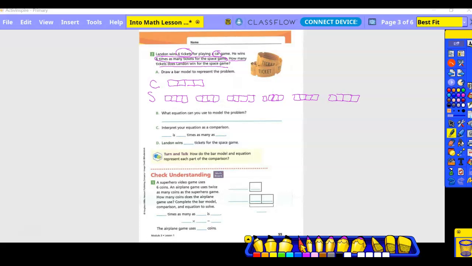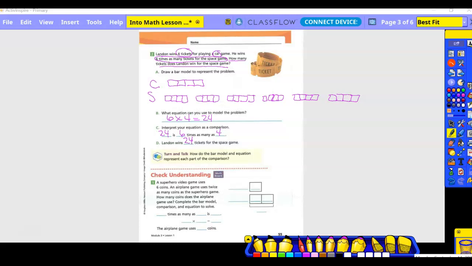So what equation can you use to model the problem? So we know that the card game, he got 4 tickets. What do I need to do to figure out the space game? How many groups do I have? 6, right? Times, how many are in each group? 4 equals what? 24. So interpret your equation. So 24 is 6 times as many as 4. So Landon wins 24 tickets for the space game.